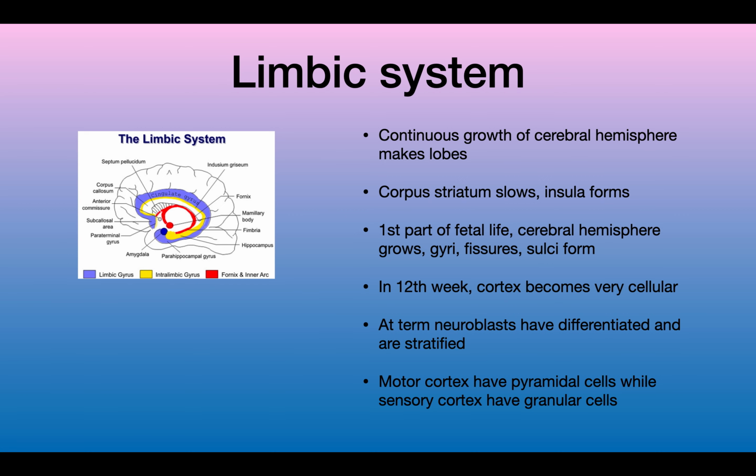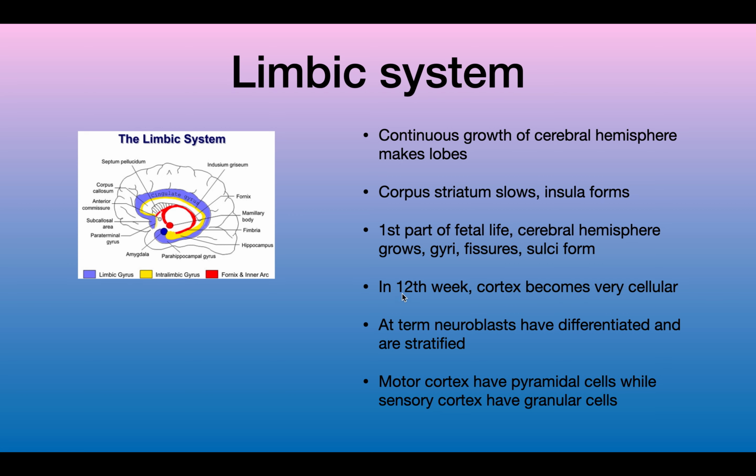So the limbic system is the continuous growth of the cerebral hemisphere, and that will make the lobes. The corpus striatum slows, and the insula will form. That occurs in the first part of fetal life. As the cerebral hemisphere grows, the gyri, fissures, and sulci form.